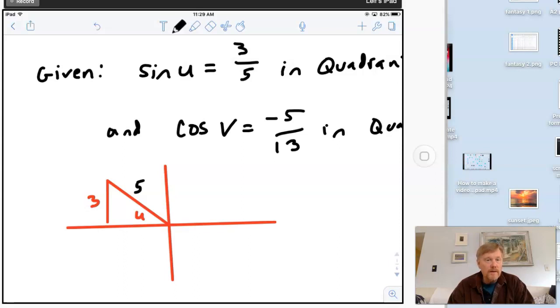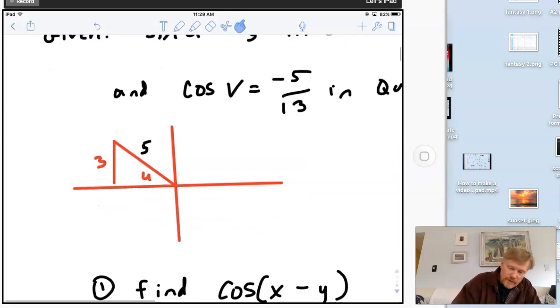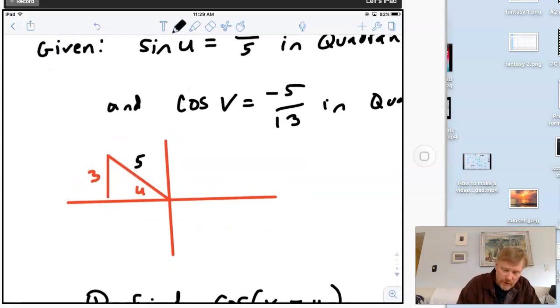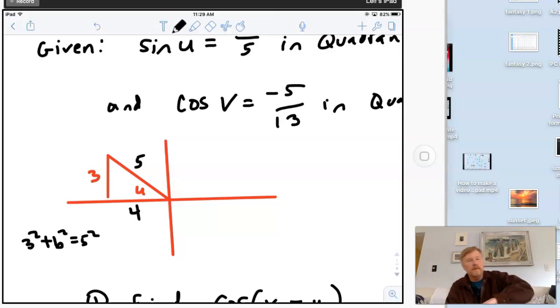All right, so sine is opposite over hypotenuse. 3 is the opposite. 5 is the hypotenuse. So I'm going to find the third side of that triangle. Okay, so I'm going to do the Pythagorean theorem: 3 squared plus b squared equals 5 squared. And if you solve that out, you get 4 for b. Okay, so my missing side is 4. All right, so that's the first one.